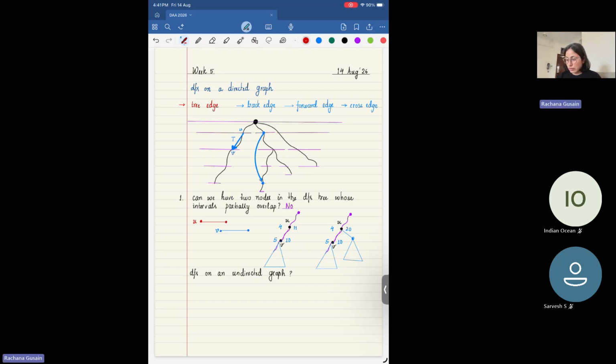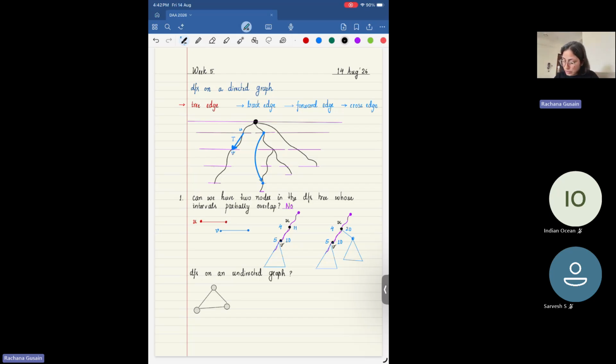Okay, so let's say I had an undirected graph. In that case, when we do DFS, what all types of edges can we get? I'll just take a very simple example. Let's say I have just 3 nodes, and it's an undirected graph.